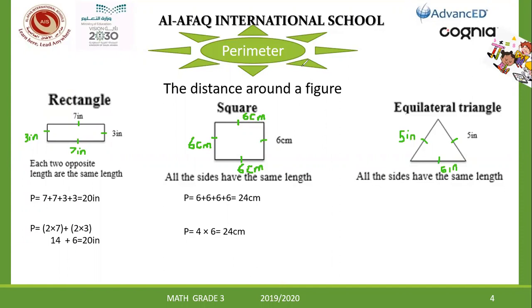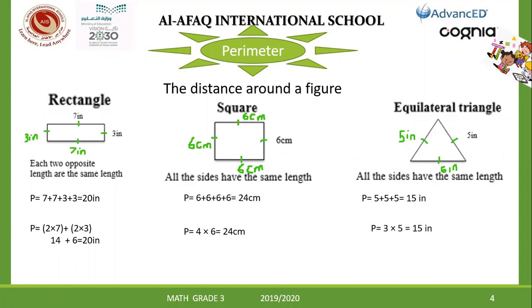What about if I want to find the perimeter? I have to add all the lengths of the sides. So here we can say P means perimeter equals 5 plus 5 plus 5 will be 15, and with the same unit it will be 15 inches.